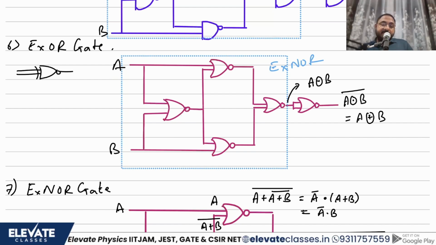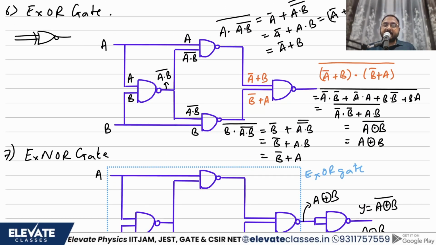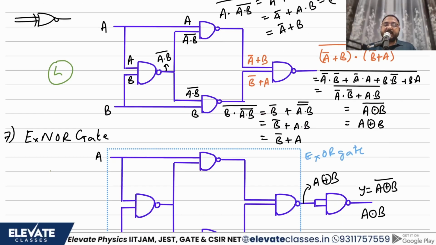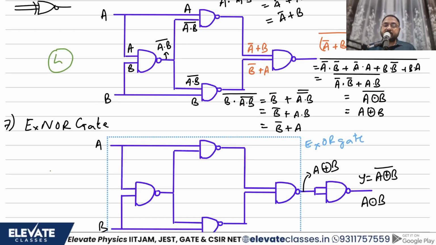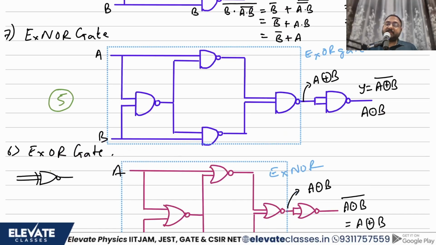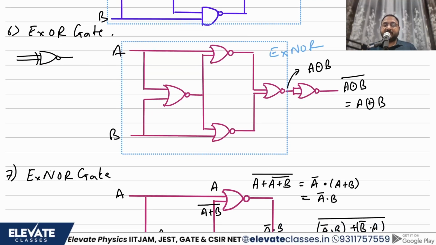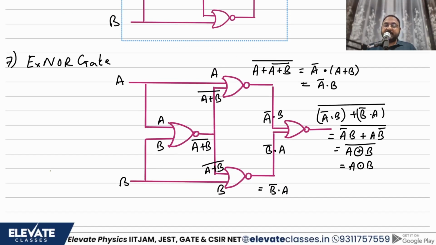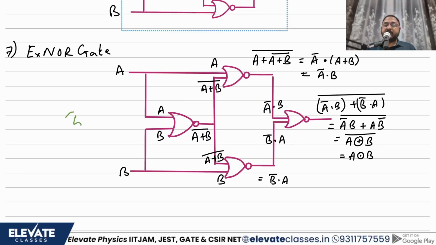So again, if you notice carefully, how many NAND gates were required to make an XOR gate? 4 NAND gates. And how many NAND gates were required to design an XNOR gate? 5 NAND gates. Now see what happens with NOR. How many NOR gates are required to make an XOR gate? 5. And how many NOR gates are required to make an XNOR gate? 4. So if you see carefully, there is this kind of symmetry.